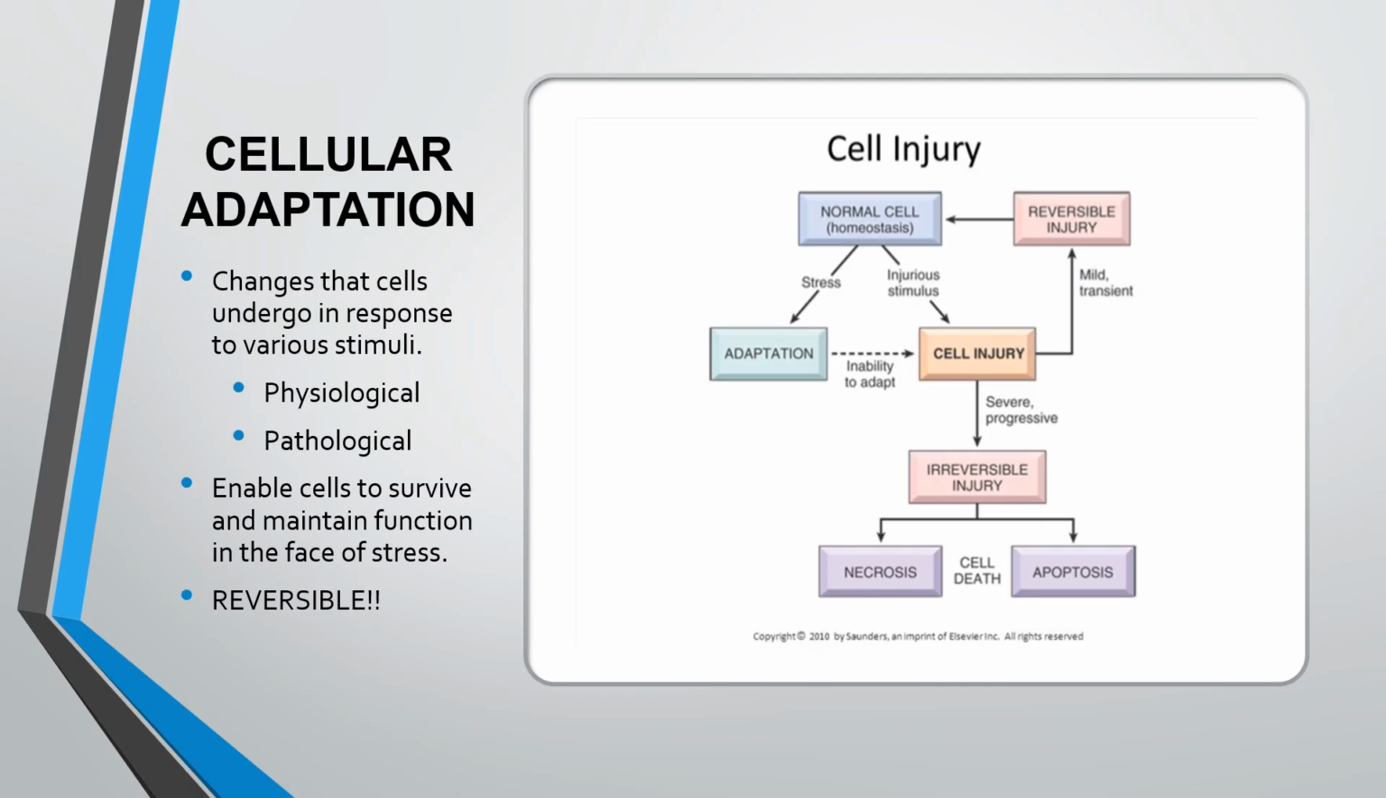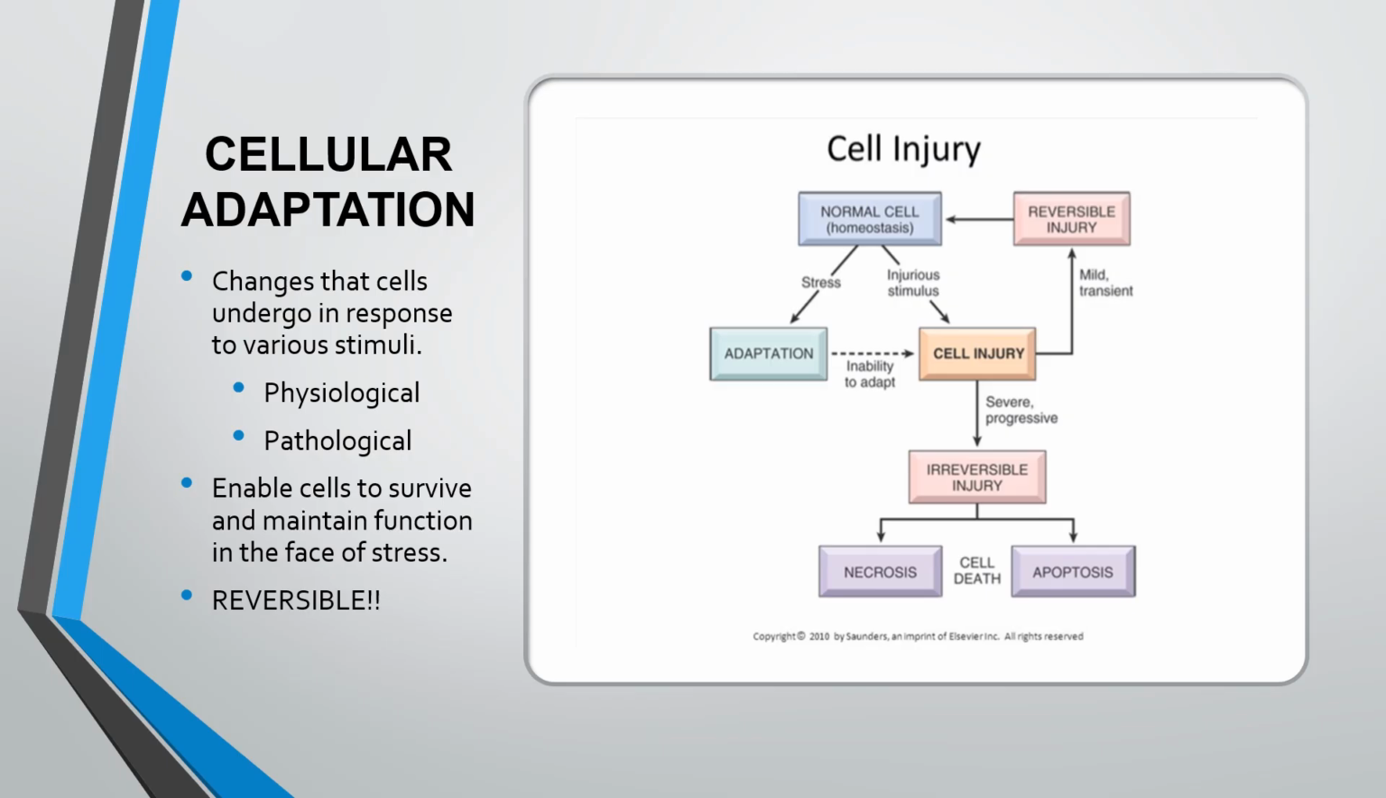Now we officially enter cellular adaptation. This is where cells attempt to survive without dying. Adaptation can be physiological, like muscle hypertrophy from exercise, or pathologic, like changes due to chronic irritation or hormonal imbalance. Because this distinction matters. Let's take a minute to review those two terms because, again, distinction absolutely matters here.